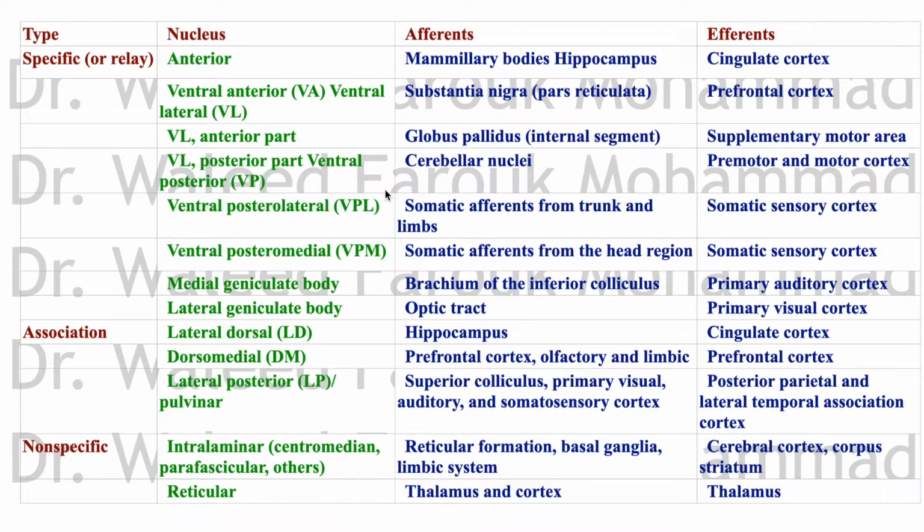The ventrolateral posterior part and ventral posterior are connected to the cerebellum. Remember this, cerebellar nuclei, and the premotor and motor cortex. The ventroposterolateral is the major relay for sensations from the body below the head, from the trunk and the limbs, and it projects to the somatic sensory cortex, while sensations coming from the head relay in the ventroposteromedial nucleus, and project also to the corresponding regions on the somatic sensory cortex.